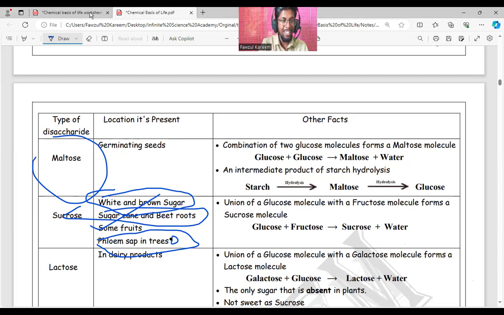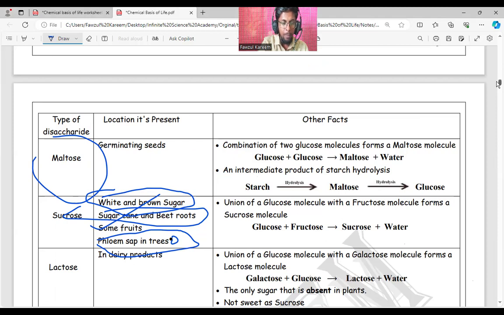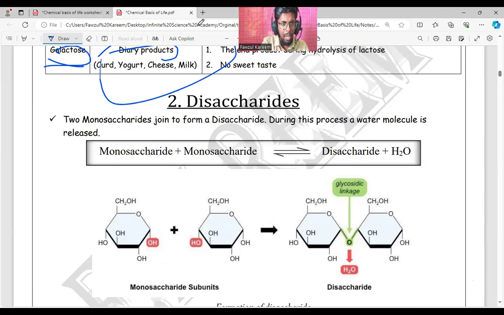Okay. Then next question. Where is lactose found? Lactose, galactose. Where are lactose and galactose found? They can be seen in dairy products. Yes, very good. Rashida Amani, yes. Lactose and galactose can be seen in dairy products. Galactose also can be found in dairy products.